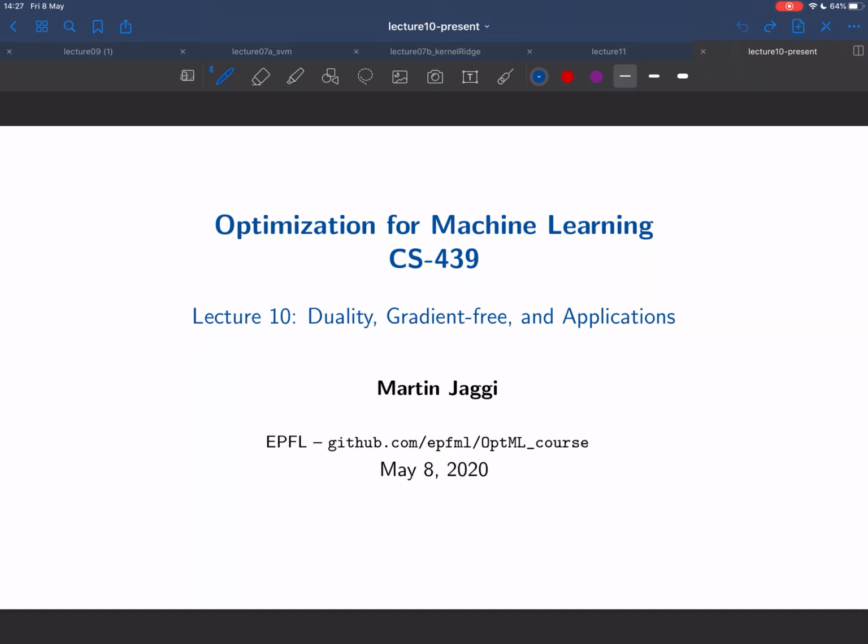Hello everyone to this week's optimization class. So today we're going to discuss duality, which is an important concept in optimization, especially in convex optimization.